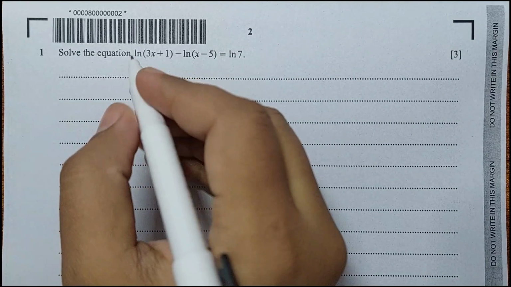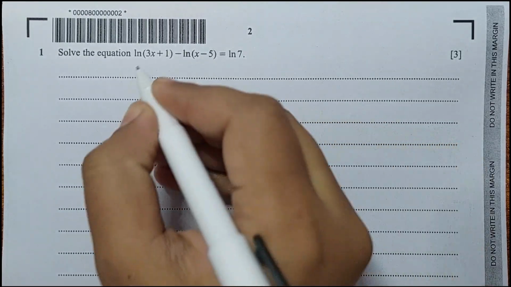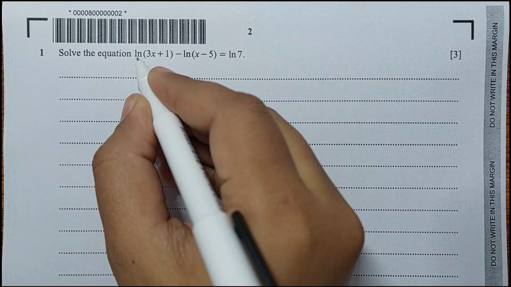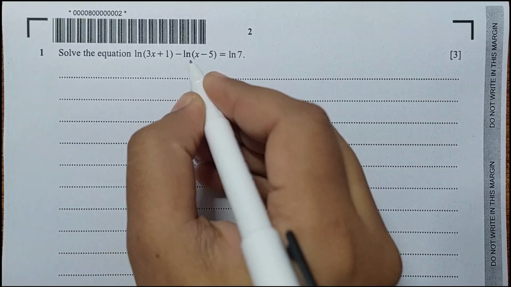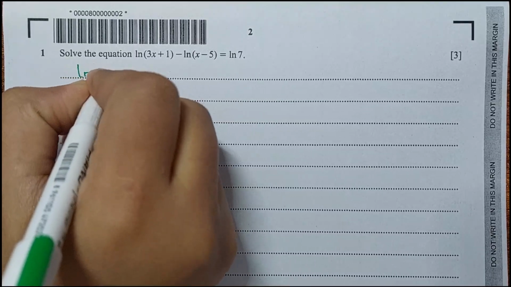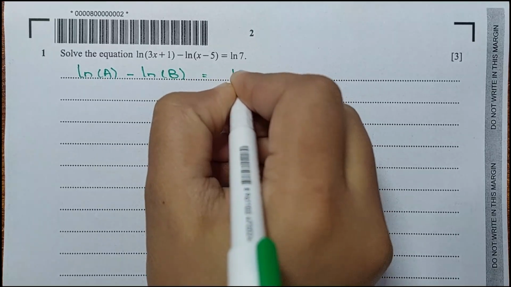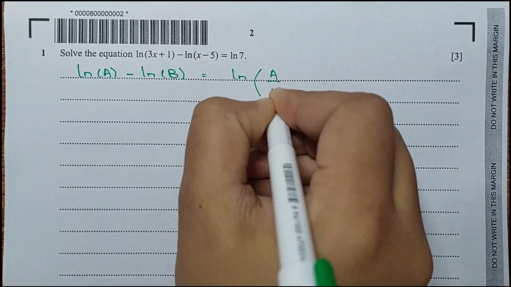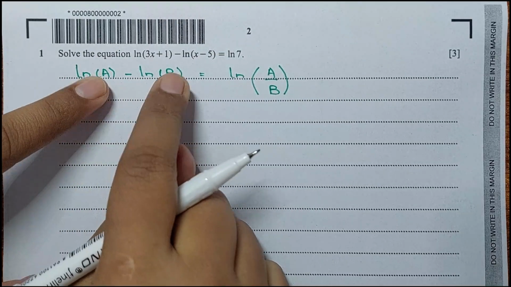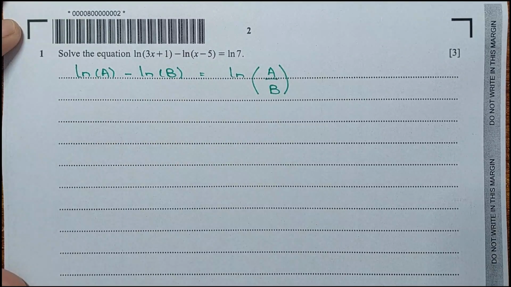Question number 1, solve the equation ln(3x + 1) minus ln(x - 5) equals ln 7. All three terms have ln, so we have to use a property of log. Ln is basically natural log. When you have ln a minus ln b, that equals ln(a/b). When you have a subtraction sign, these two arguments of log divide with each other. When you have addition, then they multiply with each other.